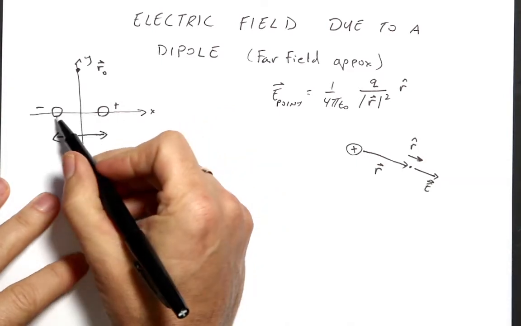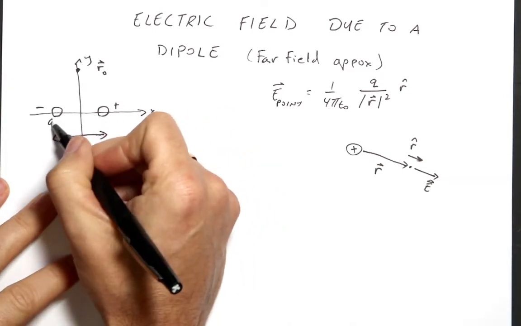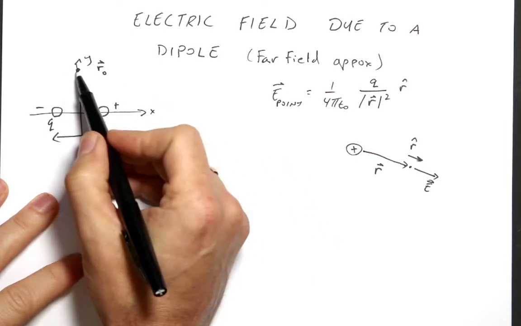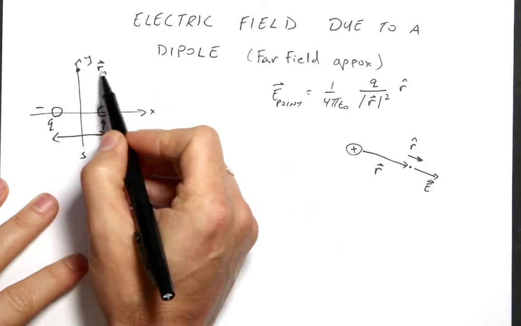So here's what I have. I have a dipole. A dipole consists of two charges, a positive and a negative Q, and I put the positive on the x-axis just like that. And I want to find the electric field at this point up here, r naught.